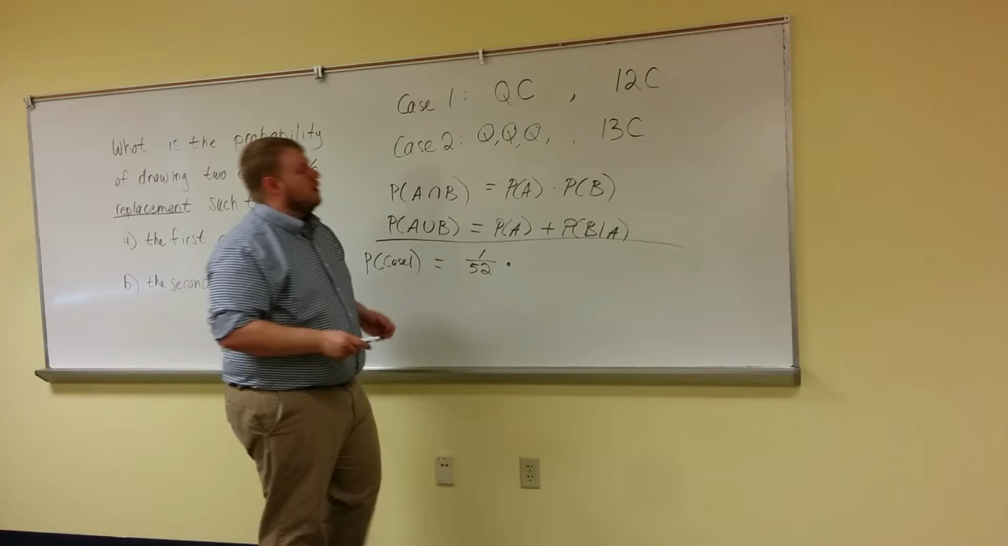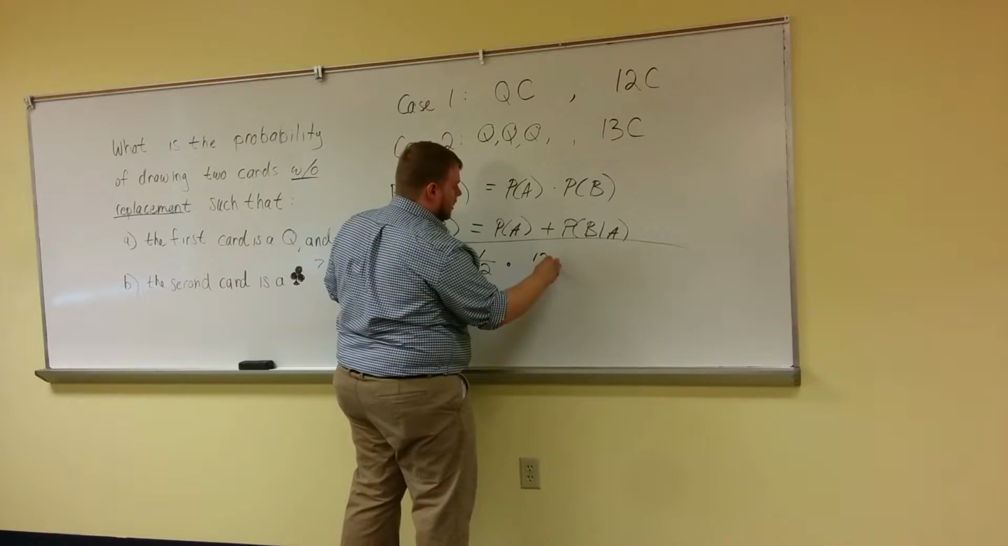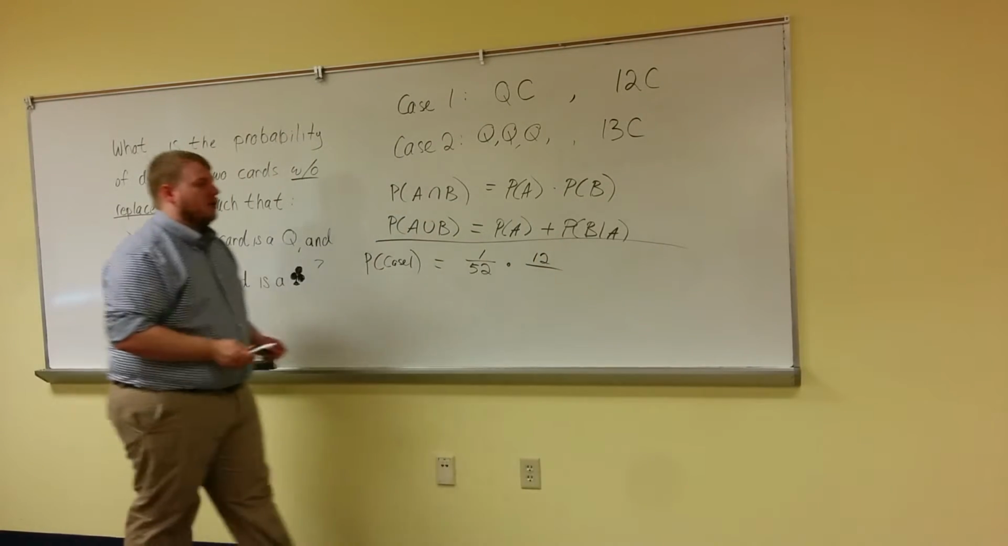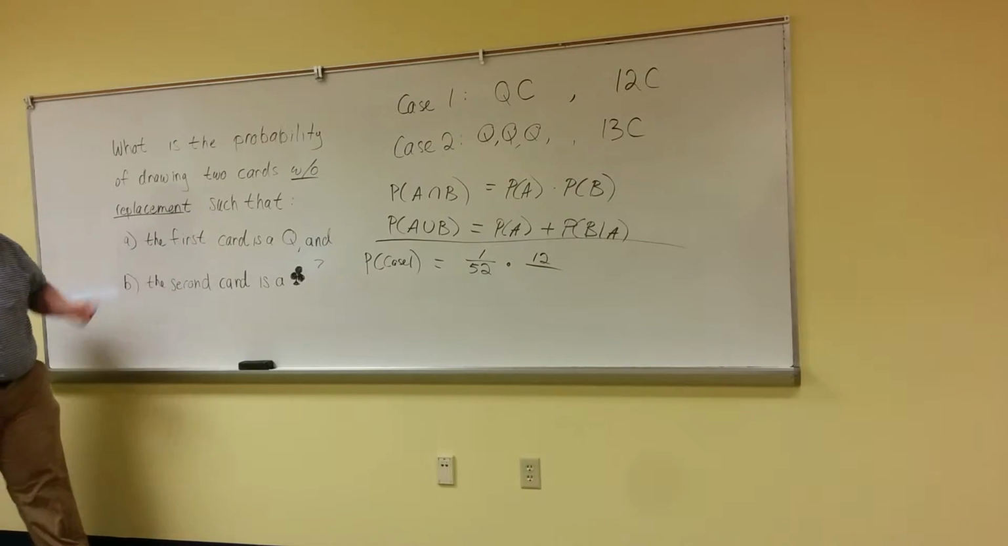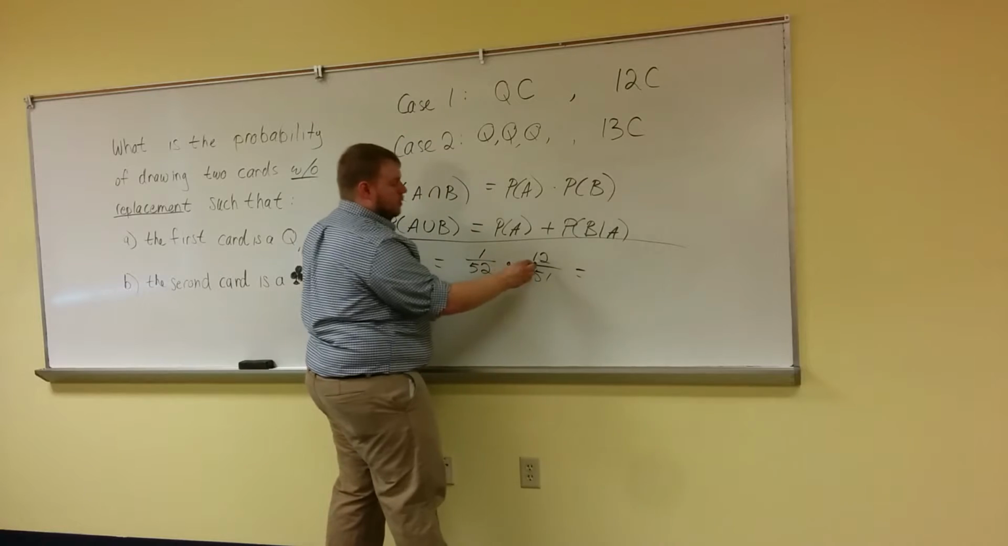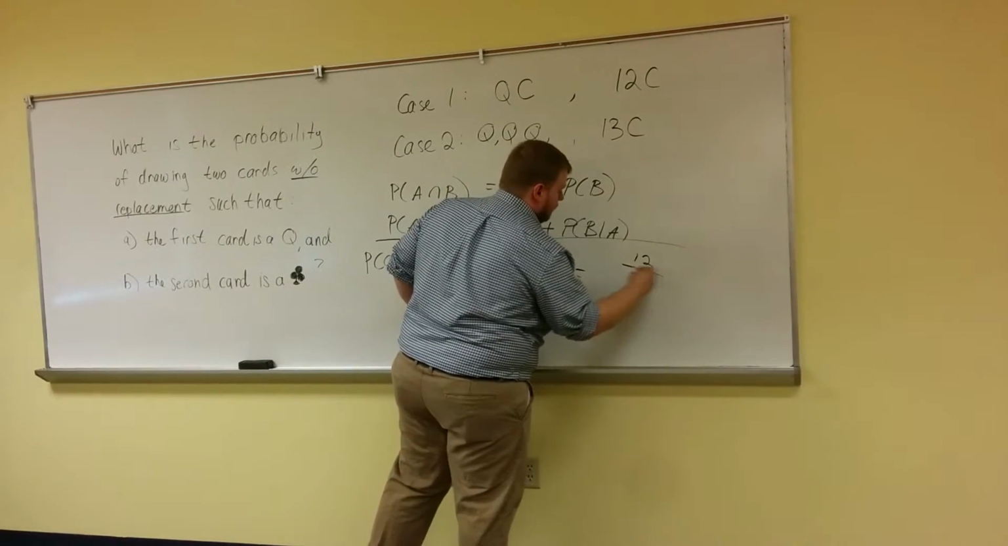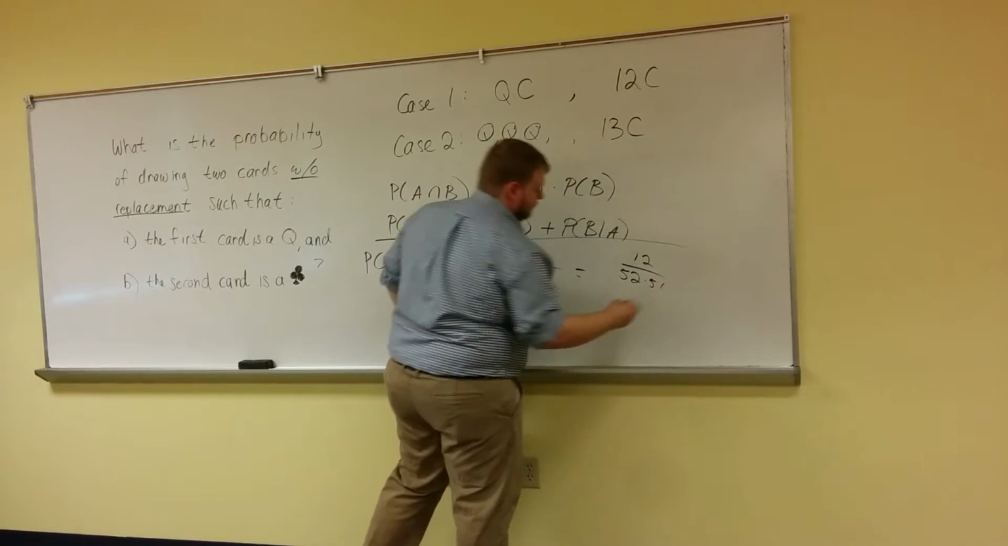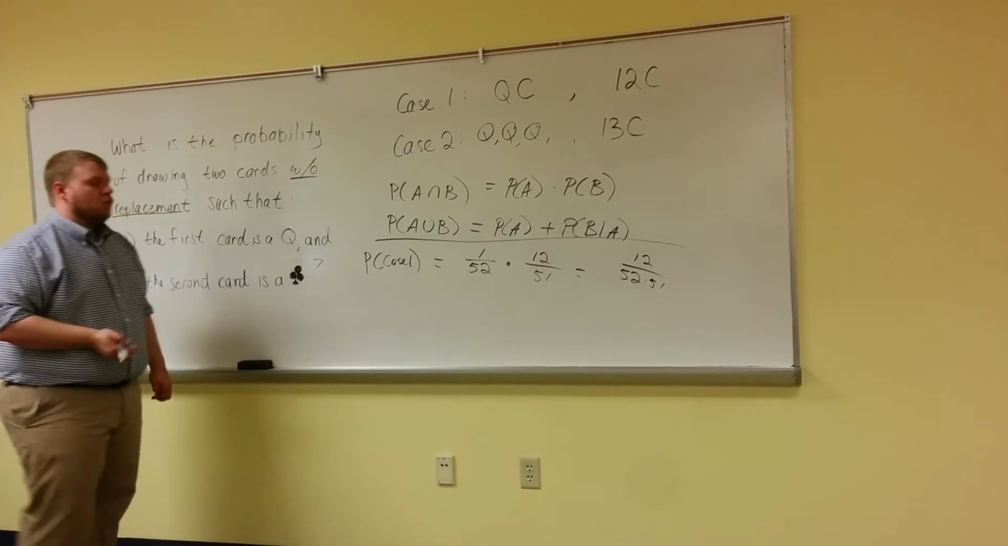The probability of drawing 12 clubs, well, there are only 12 clubs remaining, and there's only 51 cards left because, again, we're not replacing. So the probability of case 1 is 1 times 12, which is 12, over 52 times 51. Okay? That's just for case 1.